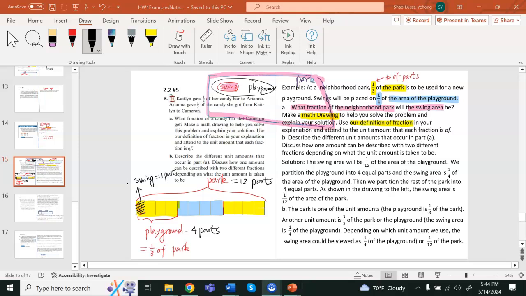Okay, so that's the swing area will be 1/12 of the area of the, oh sorry, this should be the area of the park, the entire park. So we partition like we did, we partition the playground into 4 equal parts. And so the process, first I partition the park into 3 equal parts, and then I partition the playground into 4 equal parts.